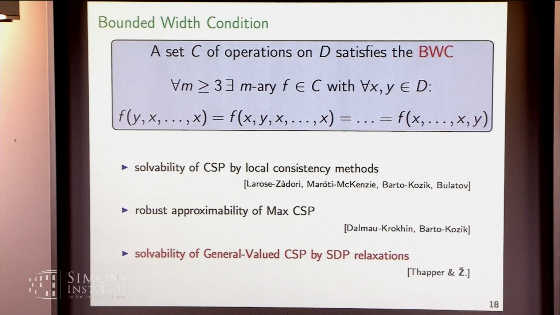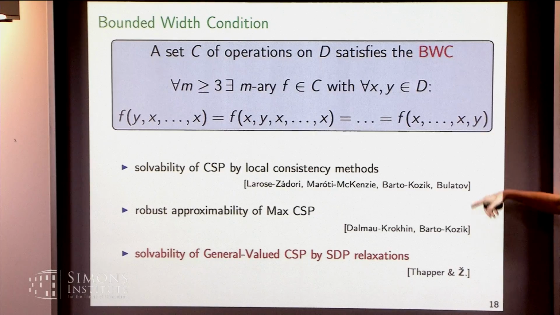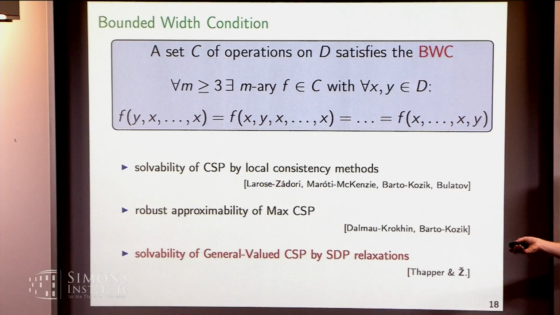So now, with this result I just mentioned, you can see how natural and robust this condition is. It not only captures these two, it also captures the solvability of general valued CSPs by SDP relaxations of polynomial size.